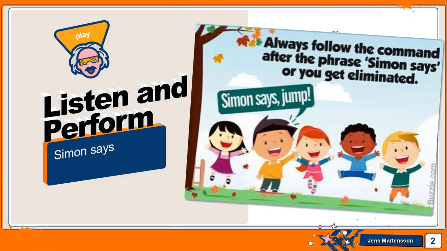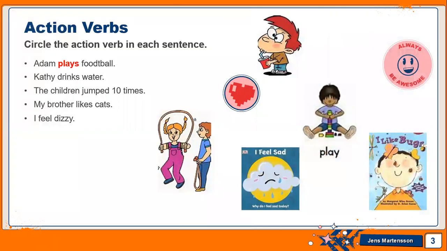Excellent. So you were following the command of Mr. Simon. What were you doing exactly? You were doing some actions which Mr. Simon told you to do. These are called action verbs. You were playing, walking, jumping, drinking, and doing all these actions. All right. Let's now look at these sentences. I want you to circle the action verb in each sentence.